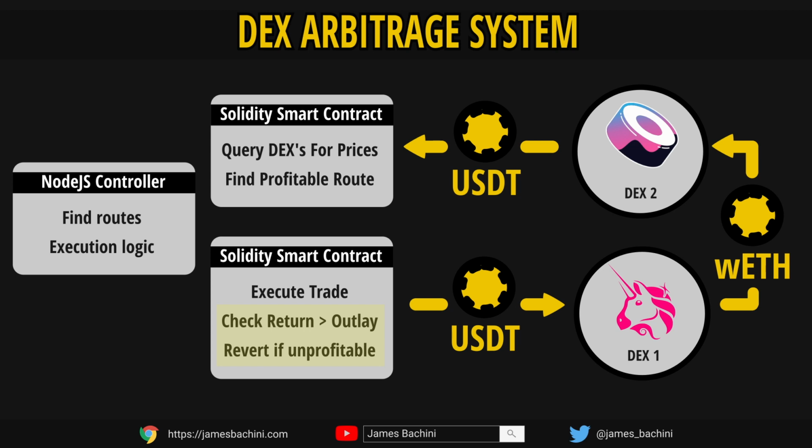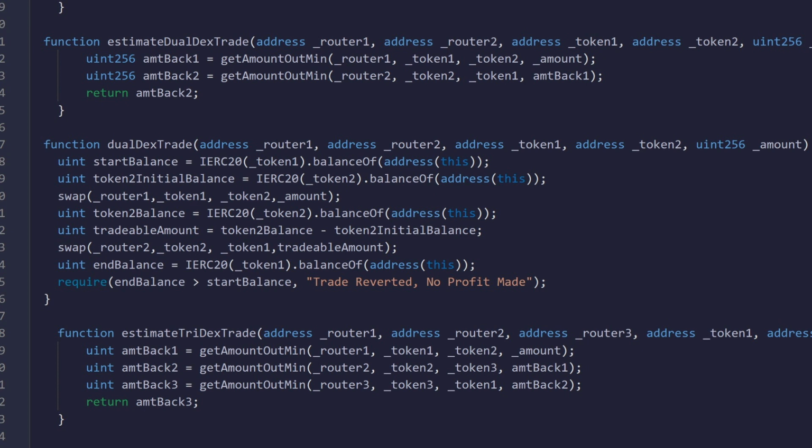If it's been unprofitable, if we bought them too high and sold them too low, then we'll just revert the whole transaction back. We can do that with a require statement. If our end balance is lower than the starting balance, then the whole transaction reverts back to the original state. We don't end up buying an asset on exchange one. We don't end up selling it on exchange two. We're back to where we started and we just pay a transaction fee if there's a transaction fee on the network.